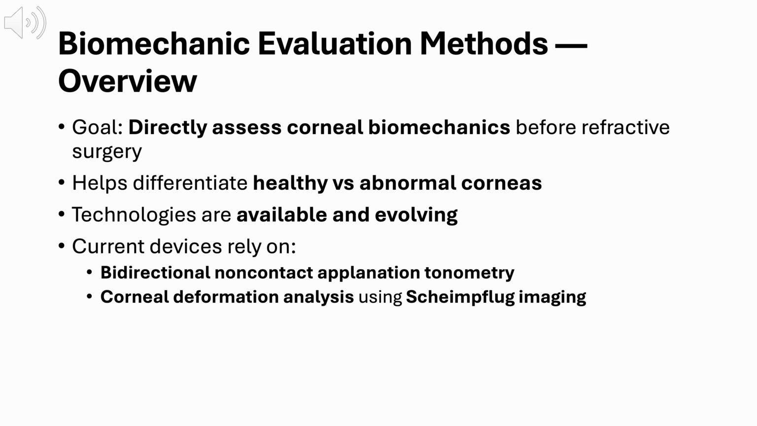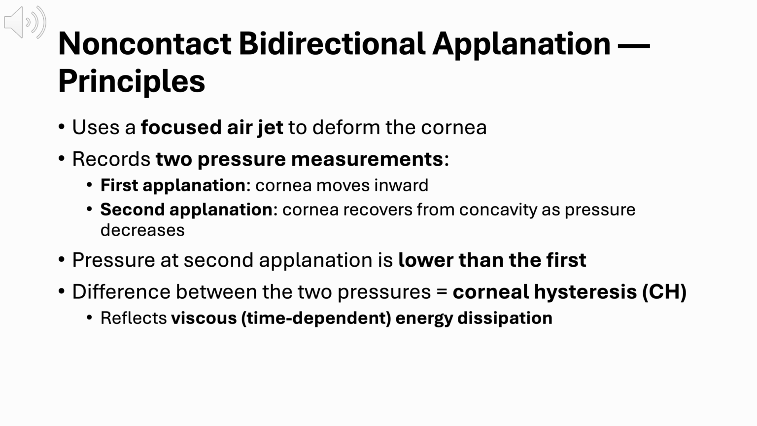The available technologies are still evolving, but current devices share a common principle. They rely on bidirectional, non-contact applanation tonometry to apply a controlled air pulse, and then analyze corneal deformation using Scheimpflug imaging. By capturing how the cornea deforms and recovers in real time, these systems provide indirect but clinically useful insight into corneal biomechanical properties. We can break down the basic mechanics behind non-contact bidirectional applanation.